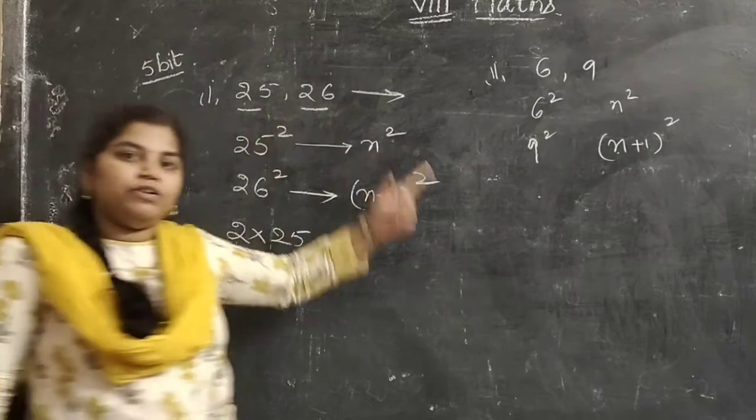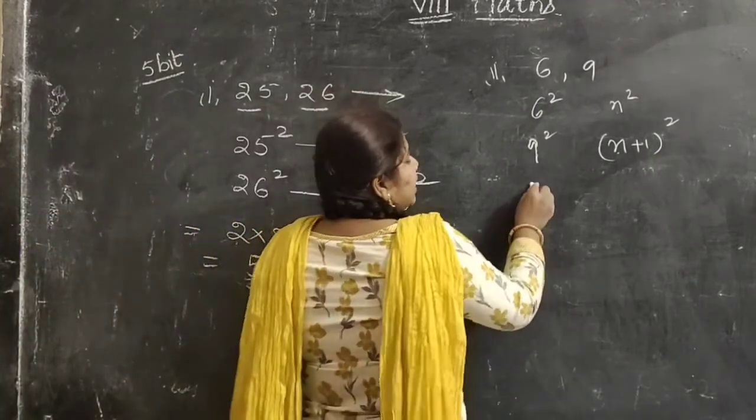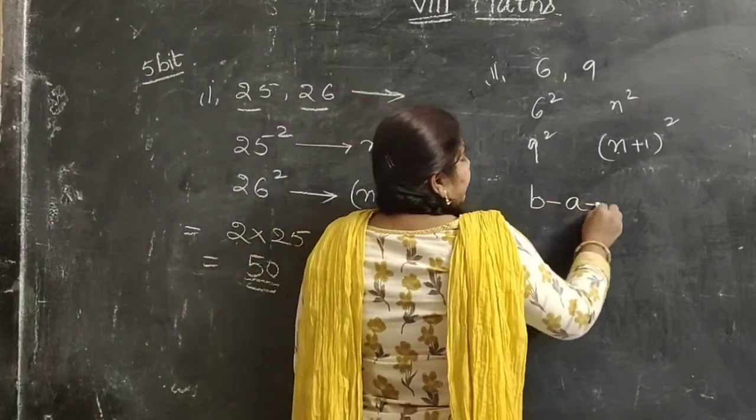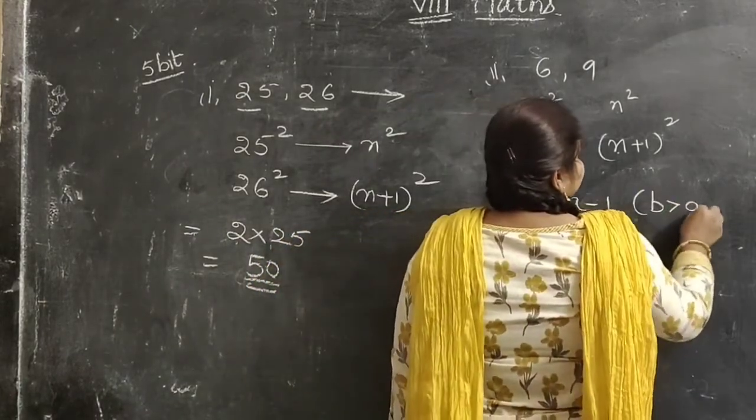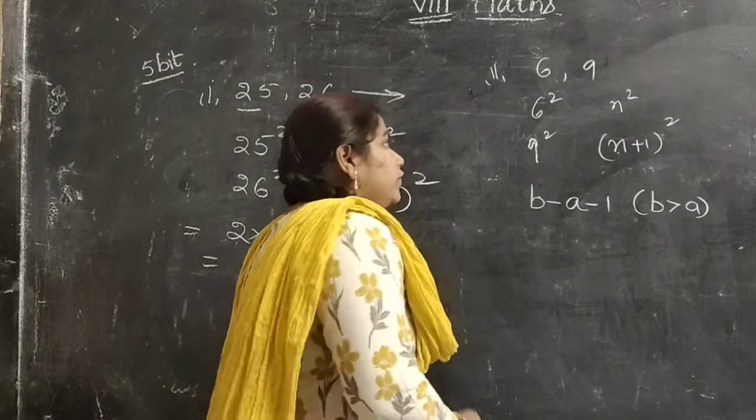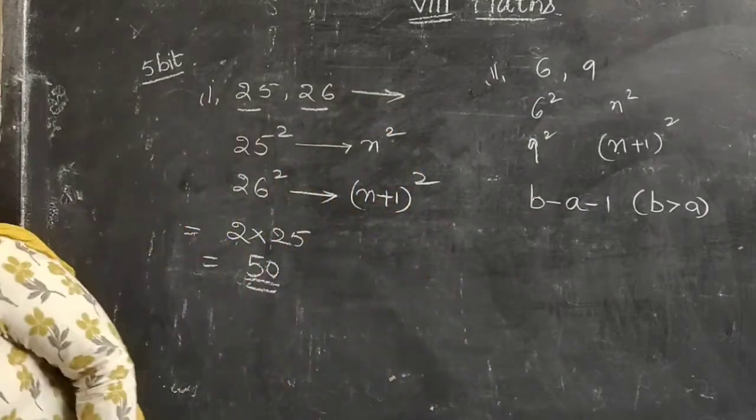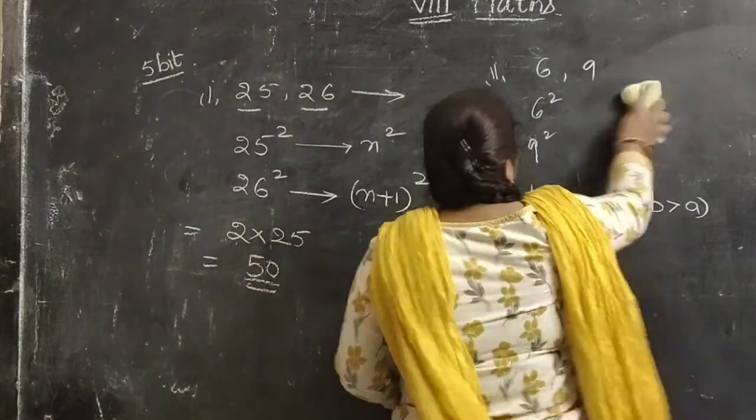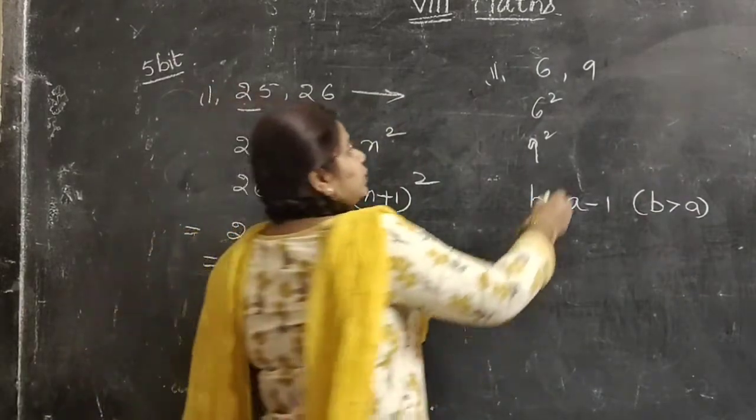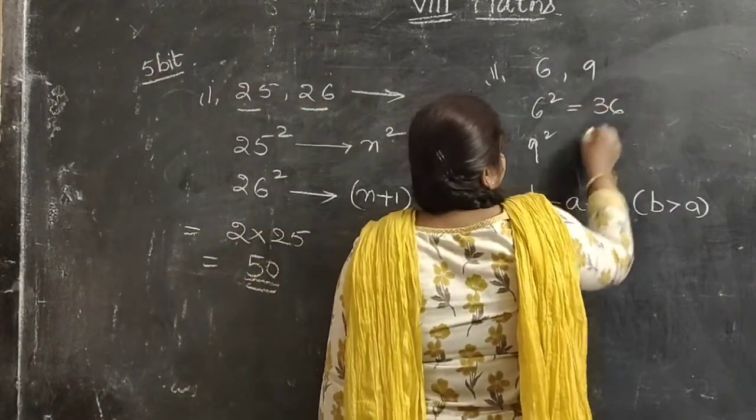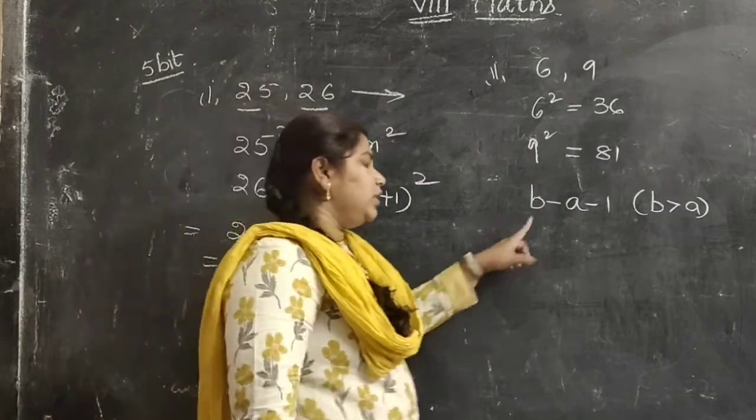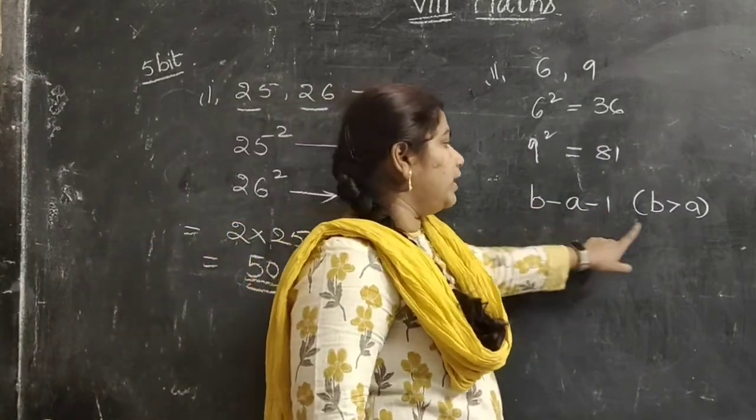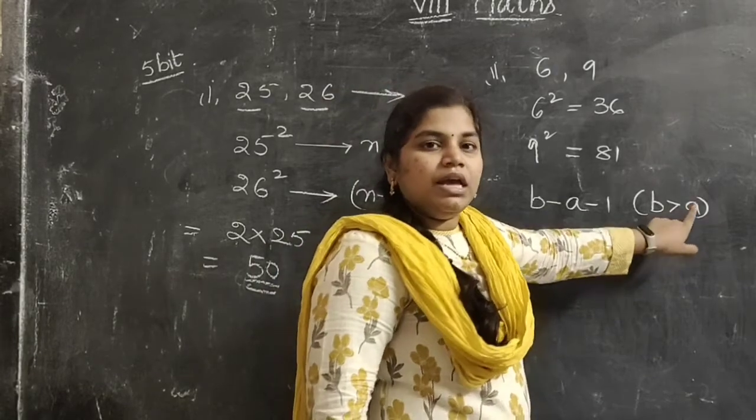We have to apply the first method that I told you, that is b minus a minus 1, and always the b value should be greater than a value. So first we have to find the square values here. 6 square is how much? 36, and 9 square is 81. So what is the condition? B minus a minus 1, and b will always be greater than a value.